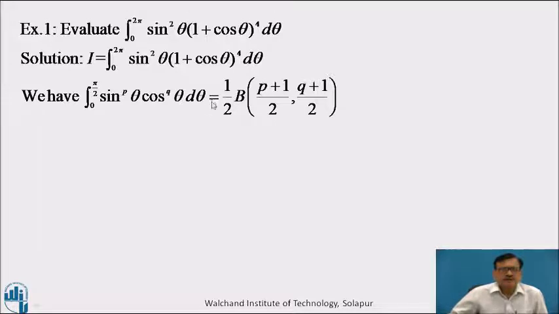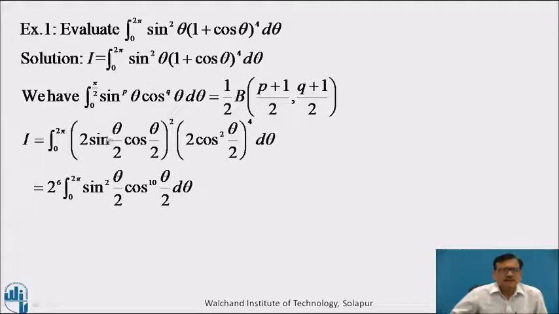Now see, we have already seen in the previous video that the integration from 0 to pi by 2 of sin raised to p theta into cos raised to q theta d theta is equal to 1 by 2 into beta of (p plus 1 by 2, q plus 1 by 2). This was the trigonometric form of beta function. Now we have to express this given integral in terms of the trigonometric form of beta function.